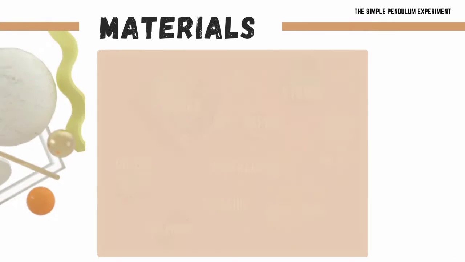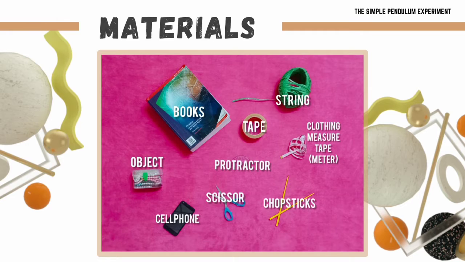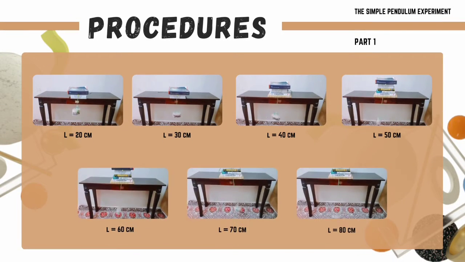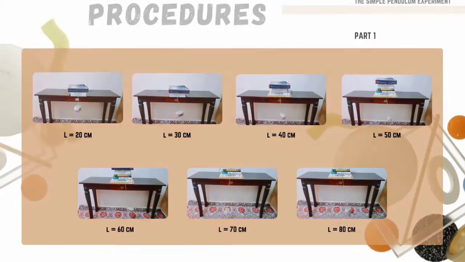These are the materials used in the experiment. For part 1, swing the pendulum at the amplitude of 5 degrees and record the total time taken of the pendulum for 50 oscillations. Repeat the experiment with the length increased by 10 cm.